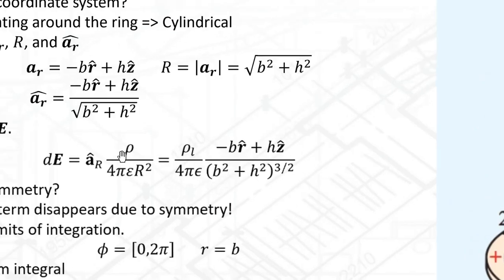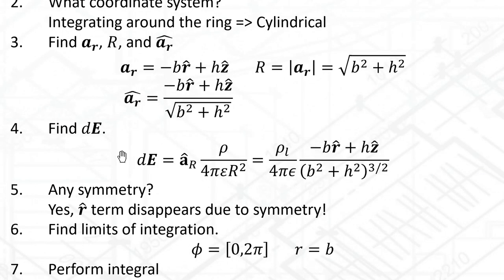Okay, the next step is just to find dE. We have an equation for dE, so we just roll with that. dE is equal to the magnitude of A sub R hat, same as this. This is a small r, this is a capital R, so please excuse any confusion in the notation. These are the same vector. And then you have your rho over 4 pi epsilon r squared.